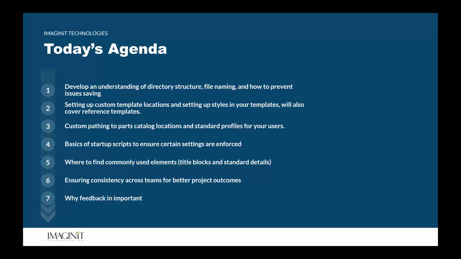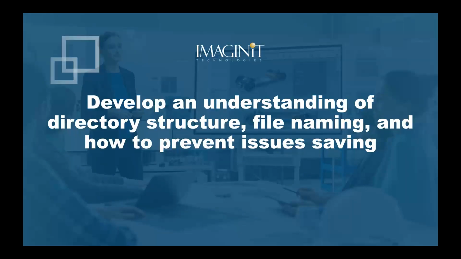We're also going to talk about the basics of a startup script to ensure certain settings are enforced. We're also going to talk about where to find commonly used elements like title blocks and standard details. We're going to talk about ensuring consistency across teams for better project outcomes and why feedback is important in all of this. So with that, we're going to get started on the first one, develop an understanding of directory structure, file naming, and how to prevent issue saving.